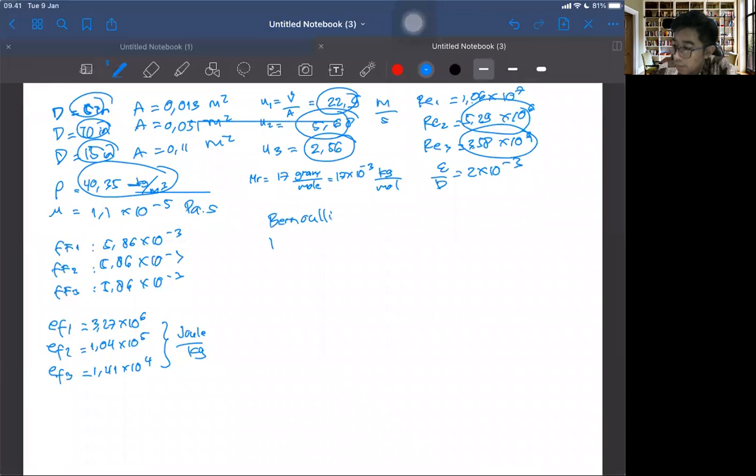Sorry, wrong formula. Because you are calculating EF and the unit is joule per kilogram, all the Bernoulli should be written in specific energy.